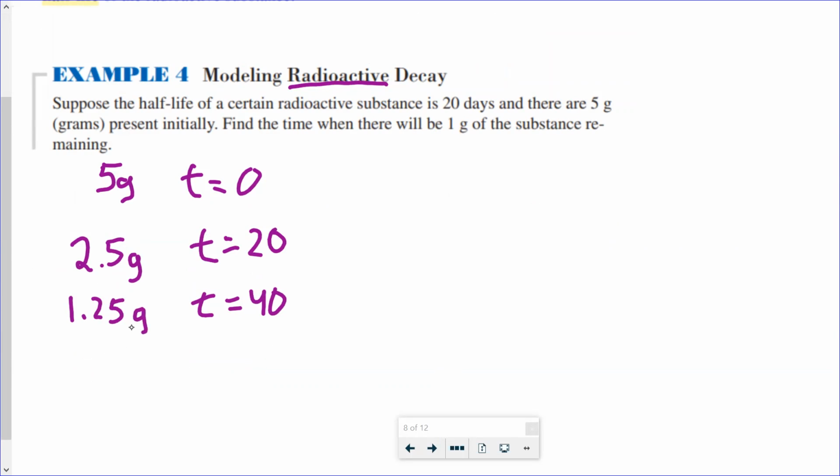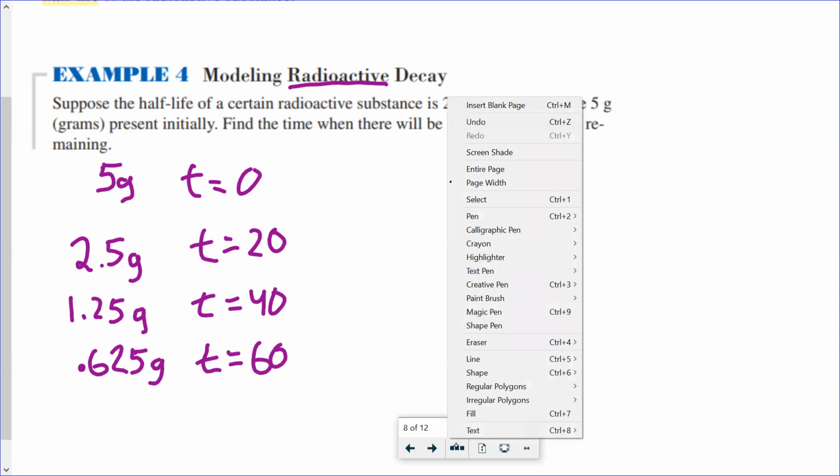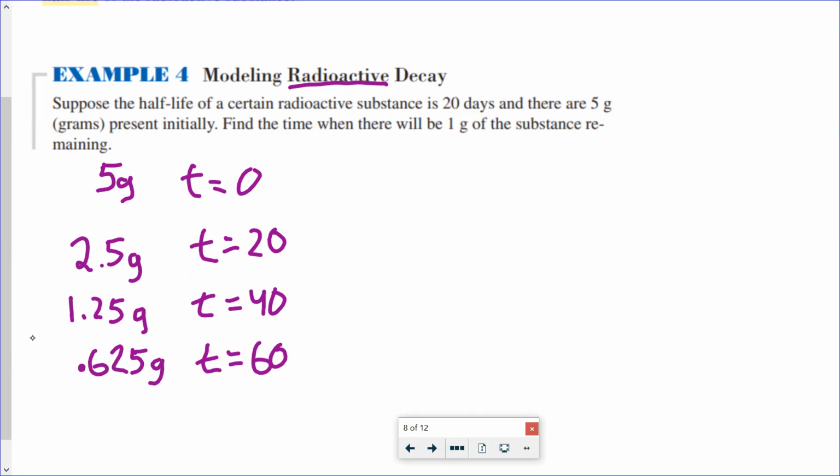Well, if we were to go 20 more days, it's going to cut it in half again. So that's going to be 60 days. Now it's at, I want to say, 0.625. Yeah, that sounds good. Now we're asked to find how long until it gets to just 1 gram. Well, looking at this model that we've come up with, we know it's going to be somewhere between 40 and 60, right? Because that's when it went from 1.25 down to 0.625.